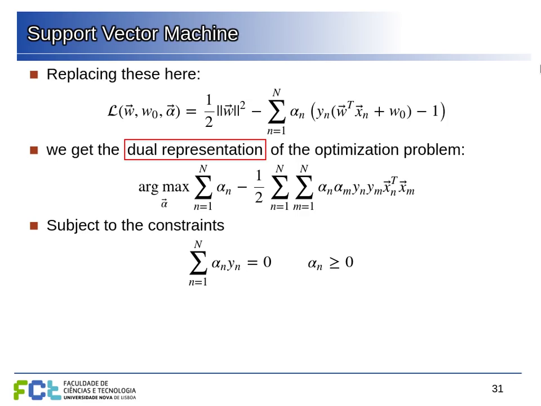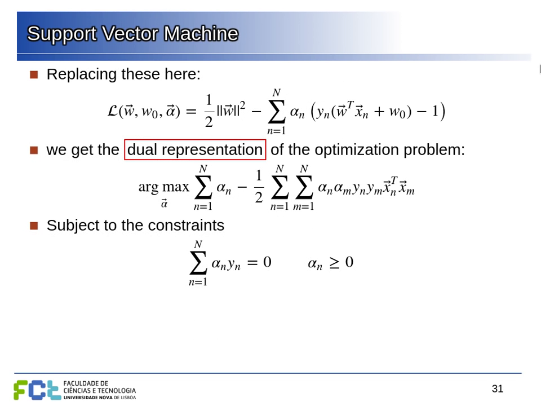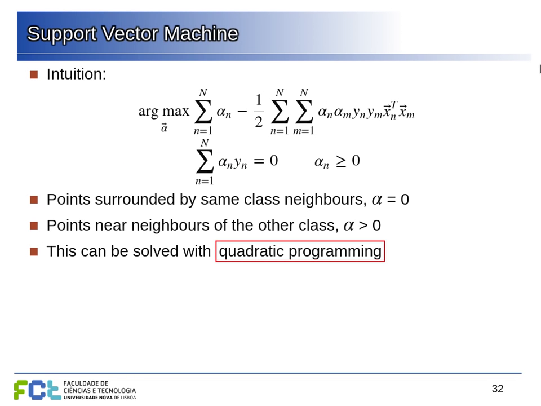We also have these constraints, which come from the imposition that we are trying to find the critical point, so the derivative is 0. We know that the sum of all the Lagrangian multipliers, which are all at least 0, so they're positive, multiplied by the corresponding classes must be 0. We have some points with class 1, some points with class -1. The sum of these must be 0. And furthermore, since the constraint is an inequality constraint, the Lagrangian multipliers must all be equal to or greater than 0. So let's see intuitively what this means.